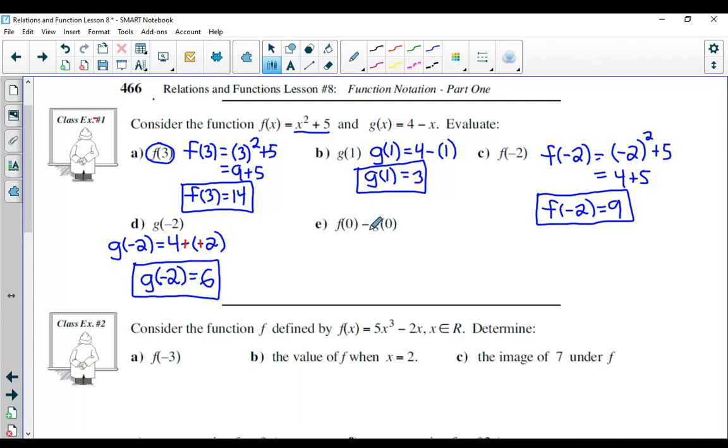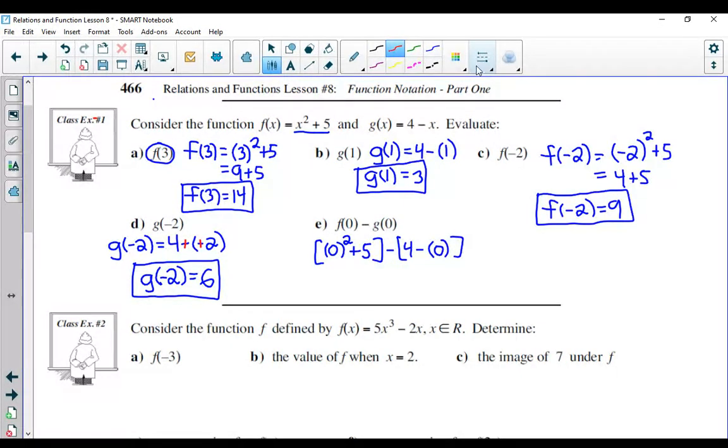Okay, this one wants me to do two things. It wants me to figure out what f of 0 is, and then it wants me to figure out g of 0, and then it wants me to subtract the two. Okay, let's do f of 0 first. I'll put these in their own set of brackets to show the two separate functions. So f of 0 would be, we're going to replace x with 0, so we'd have 0 squared plus 5. And then subtract. G of 0 would be 4 minus 0.